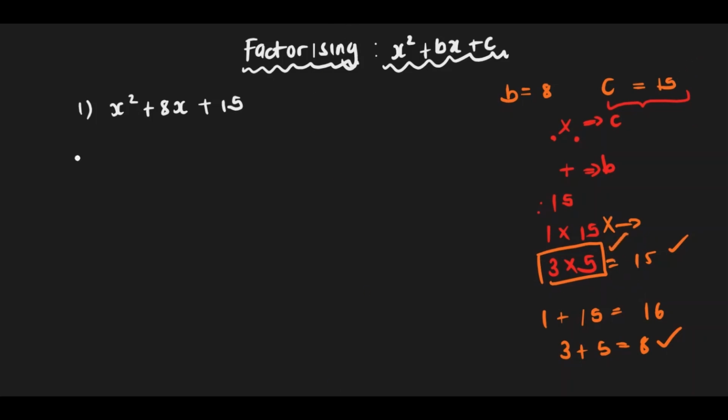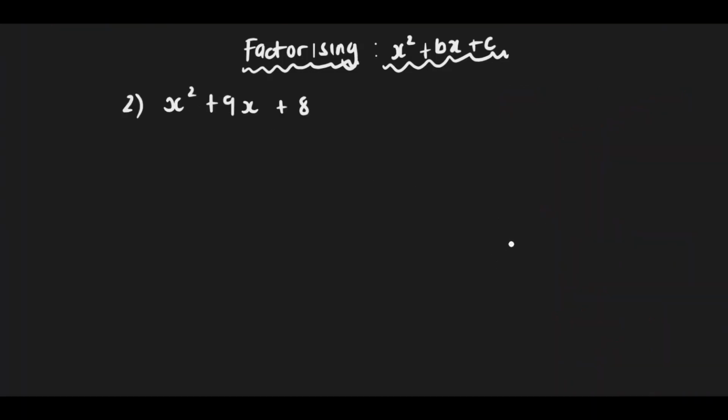So we're going to write equals, then our two brackets. You're going to say x in one and x in the other, then plus 3 in the first, and plus 5 in the second, because the factors you used were positive 3 multiplied by positive 5. That's why it's plus 3 and plus 5. So this will be your final answer after factorizing.